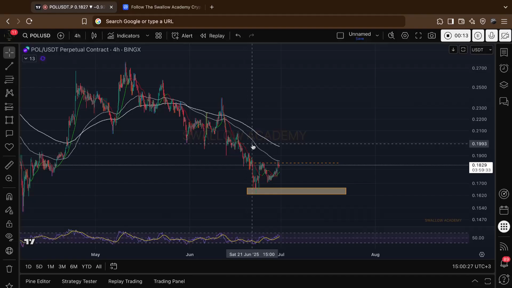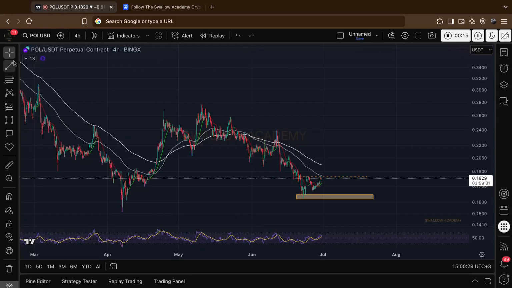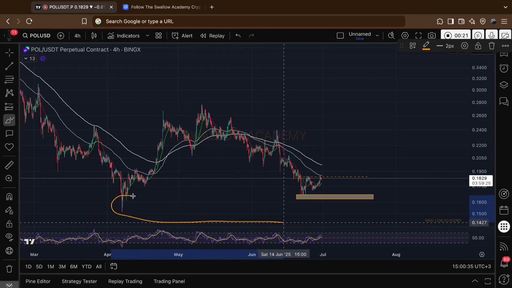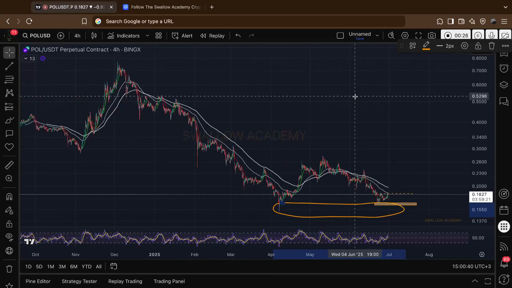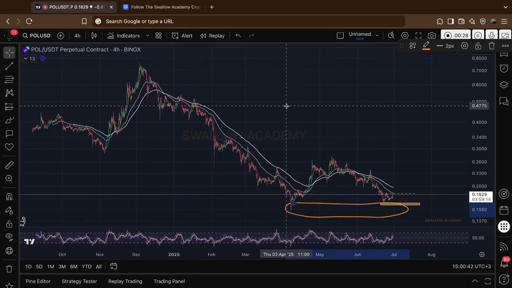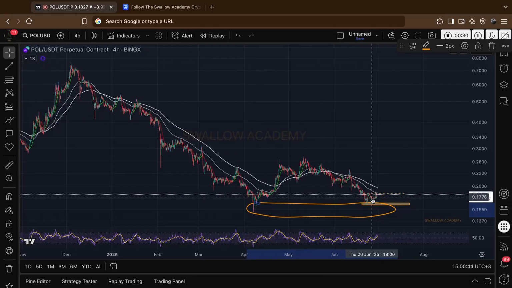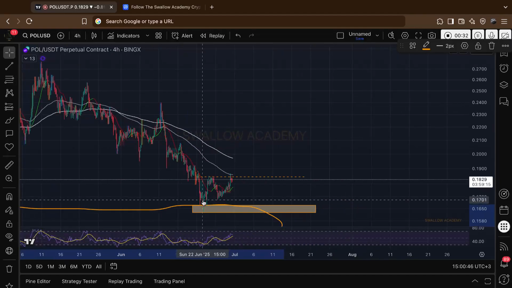First things first, what we noticed is of course this local bottom area here. So let me take the brush. So I mean this area here. Now this area can act as some sort of support area because if we zoom out we see that there is some sort of retest happening, which so far shows good signs of potential reversal happening.